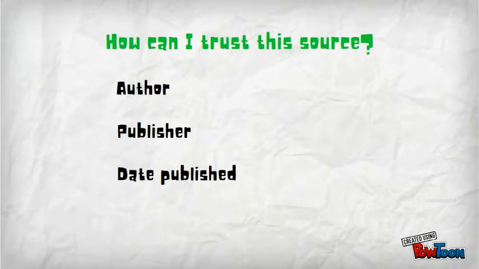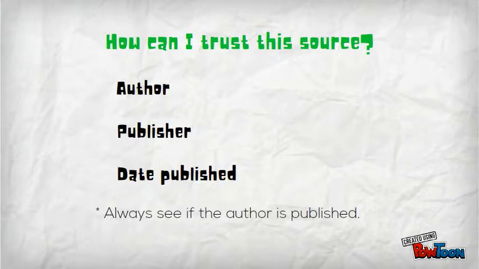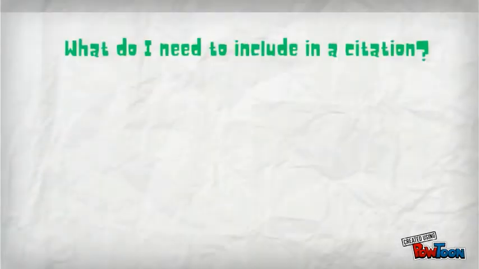How can I trust my source? If you have all three of the parts listed, you most likely do have a good source. But make sure to verify the reliability of the author. You don't want to cite a 7-year-old online.